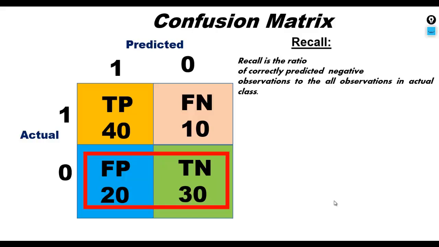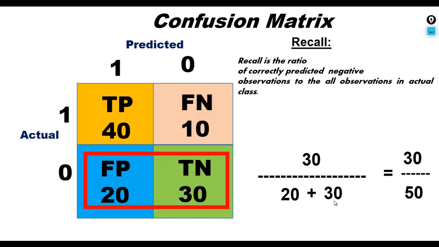Please pause this video and try to calculate recall for the negative class. So we can calculate recall for the negative class like this: 30 divided by all the negative instances available in our actual data set, 20 plus 30, equal to 30 divided by 50. So the recall for the negative class is 0.6 or 60%, right?